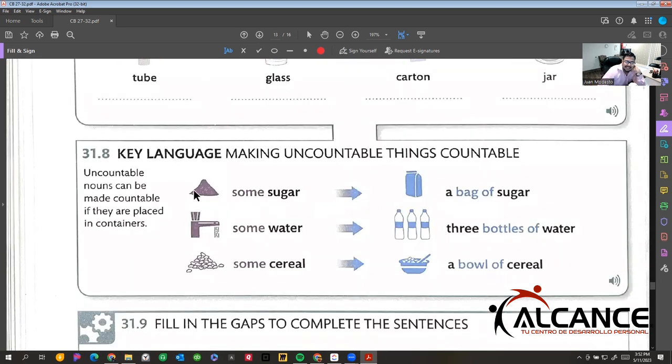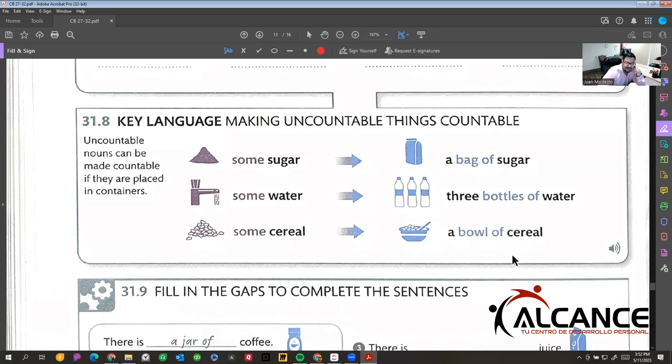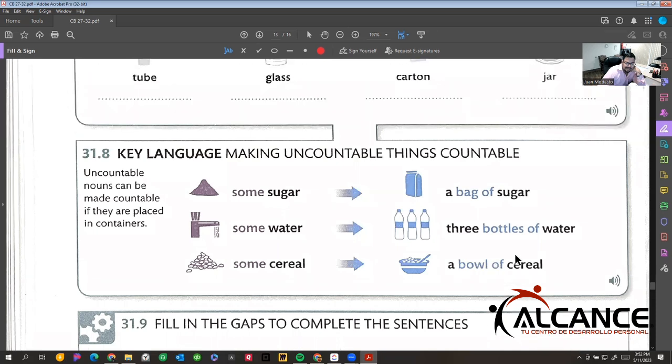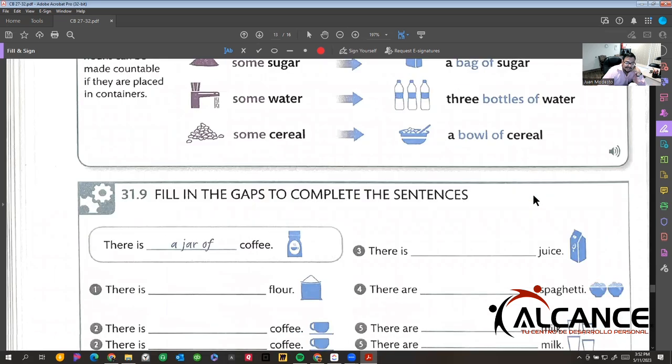Entonces, si miran aquí, some sugar, si lo pones en una bolsa, ahora sí se cuenta como cosas. So, some sugar, a bag of sugar. Ahora sí se cuenta una bolsa de azúcar. Some water, aquí es incontable. Ya cuando lo pones en botes, ahora sí lo cuentas. 3 bottles of water. Some cereal, ahora sí dices a bowl of cereal. A bowl, porque estás hablando del plato. Ahora sí se cuentan como pues contables. Aquí no son contables, aquí sí son contables.